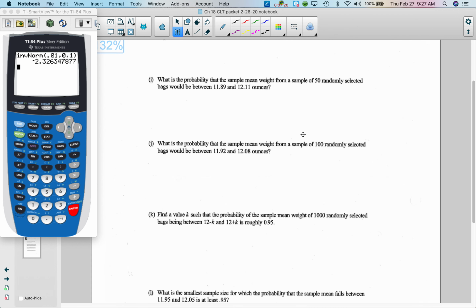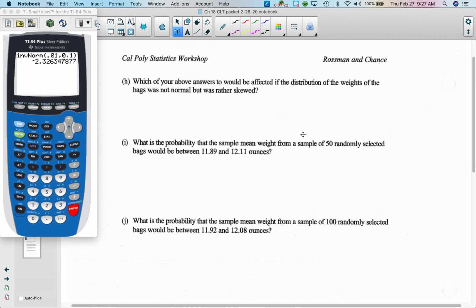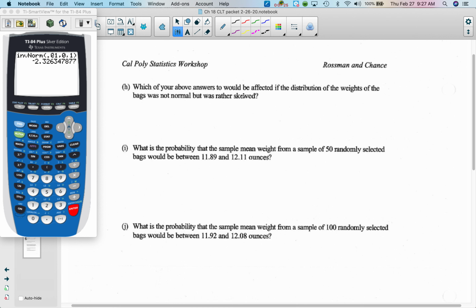All right, as we go on to this next one, which of your above answers would be affected if the distribution of the weights of the bags was not normal? What if now it wasn't normal, but it was skewed? Then you have to think about what our conditions were in order to use a normal model. Because if our population wasn't normal, then some of the calculations we made we wouldn't be able to make, and some of them we could. So you have to go back and think through that.